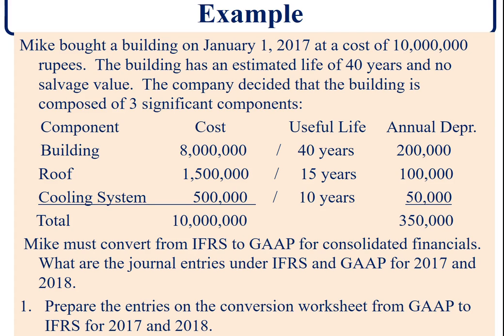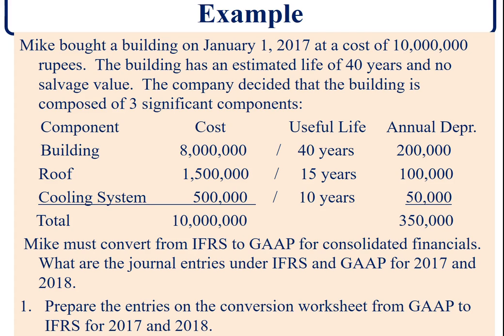We have the building, and we're assigning a value of 8 million rupees to that. It has a 40-year life, and so therefore the annual depreciation on that would be 200,000. It has a roof with a cost of 1.5 million rupees with a useful life of 15 years, so we get 100,000 for that. And then we have a cooling system with a value of 500,000, 10-year life, and therefore 50,000 annual depreciation. So when we add that up for component depreciation, we would get an annual depreciation of 350,000 rupees.